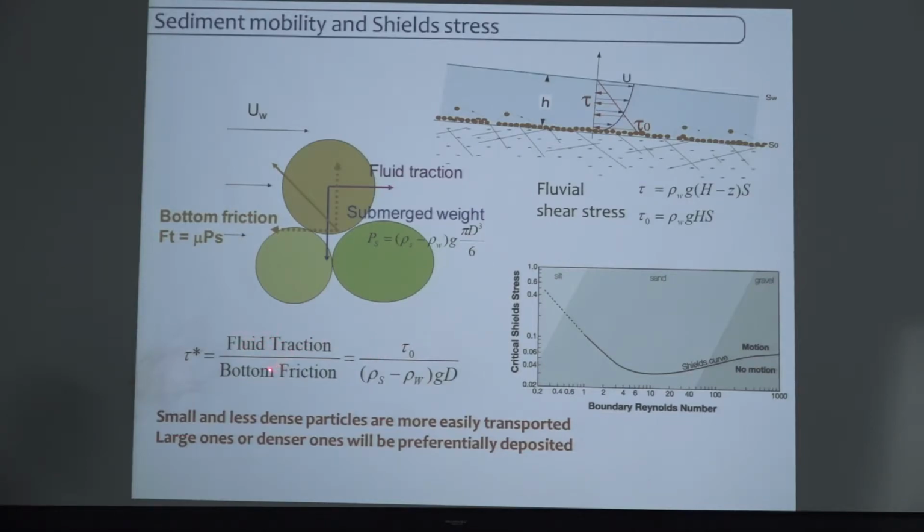If you make the ratio of the two forces, the tractive force and the resisting force, you end up with a non-dimensional shear stress. So the shear stress we have been speaking about on day one, the fluvial shear stress, divided by the difference of density between the sediment and the fluid, the gravity constant, and the size of the pebble. So again, we saw that because of the balance between weight and drag force, a large pebble will be more difficult to move than a small pebble. Okay?